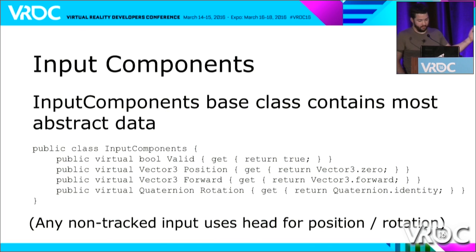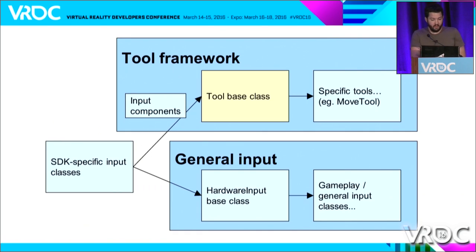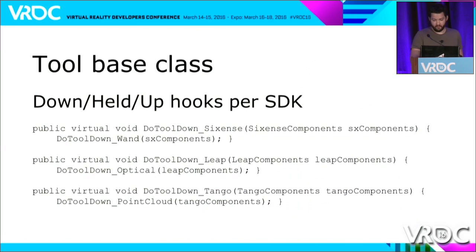So that would be things, again, like position and forward direction. And notice that not every single device actually has a position and a forward direction. A gamepad, for example, doesn't have any tracking at all in most cases. So in those cases, I just fall back to head look. I say, where's the user's head and where are they looking? That's what I'm going to use for those attributes. And you'll see why. So that gets passed into the tool base class, which is the thing that actually handles the tool has been pressed, tool has been released.